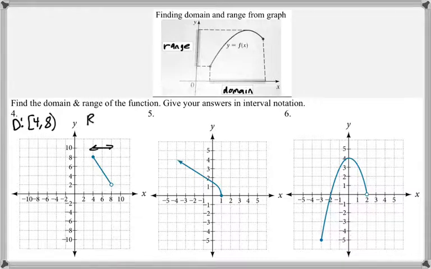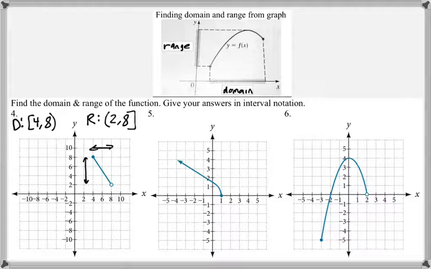Now the range is concerned with how far up and down the function goes. So I'm looking at up and down. So we start with down. How far down does the function go? It goes down to 2 here. And it doesn't quite reach it because it's an open dot. So it'll be parentheses 2. And then how far up does the function go? It goes all the way up to 8. And it does reach it here because it has a closed dot. So that'll be 8 with a bracket.